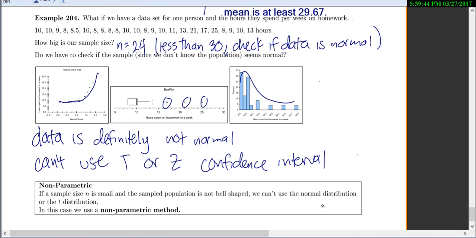If you come across cases like this, if your sample size is small and the sample population doesn't look normal, okay, we can't use anything from your confidence intervals or z or t confidence intervals. Or when we learn about hypothesis tests and other things like that, you can't use anything basically if your data is not normal or a large sample size. In this case, we'd use what's called a non-parametric method, but we don't learn about that in this class. Okay. But they have other kinds of confidence intervals that you could use instead.